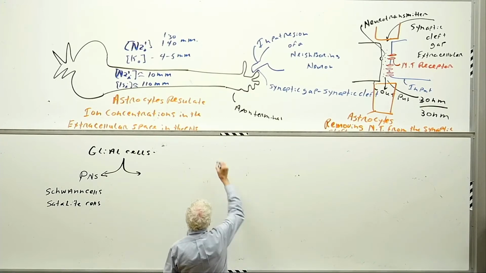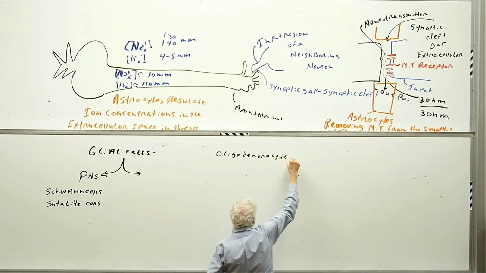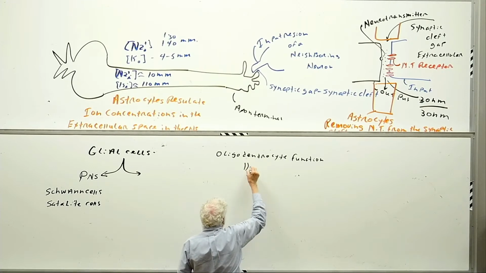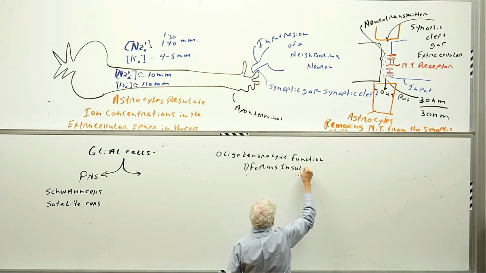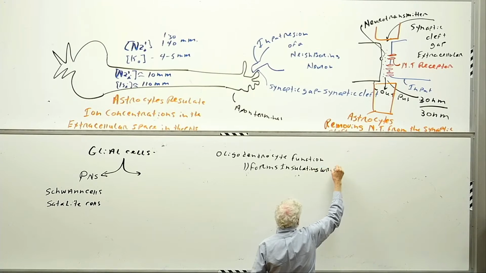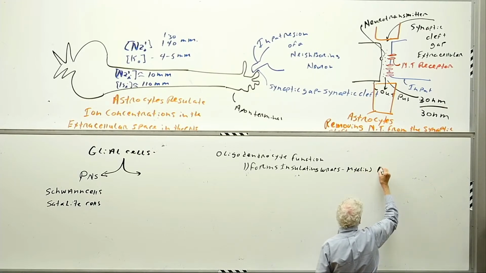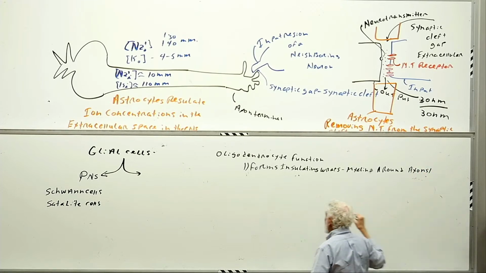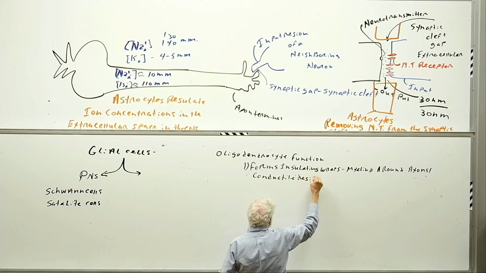So when we think about the oligodendrocyte function, what the oligodendrocyte does is it forms insulating wraps called myelin around axons, you can read conductile regions, of neurons.